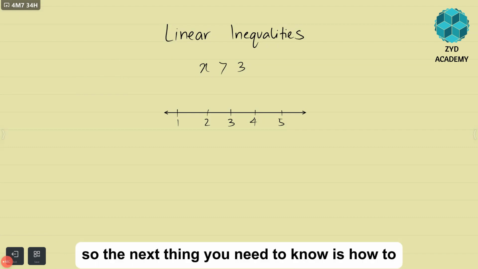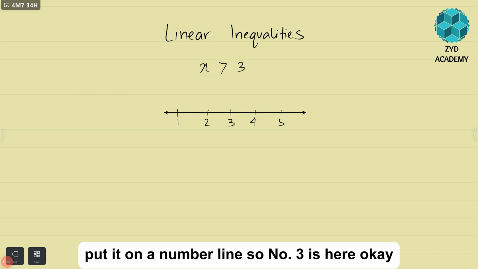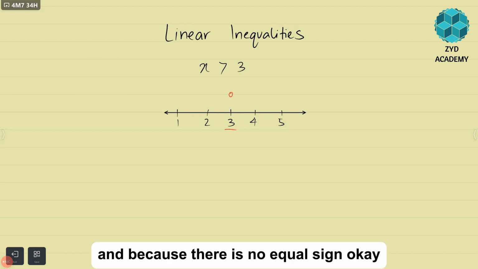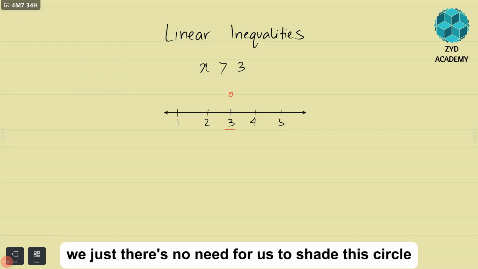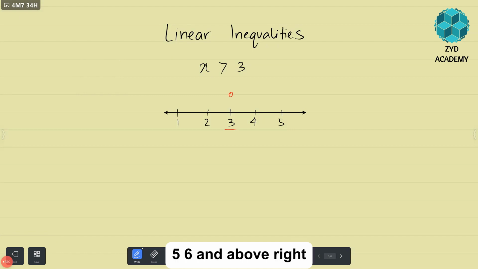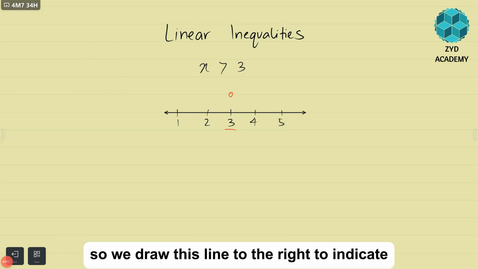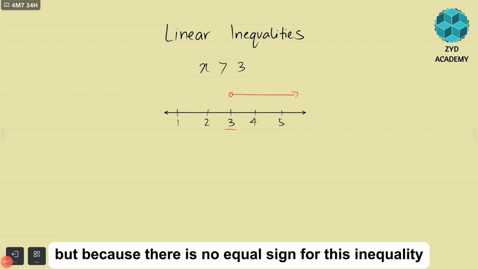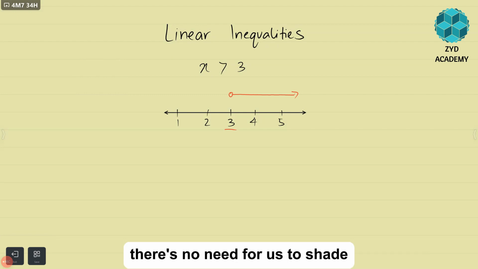The next thing you need to know is how to put it on a number line. Number 3 is here. We first draw a circle, and because there is no equal sign, there's no need for us to shade this circle. Greater than 3 means values which are 3, 4, 5, 6, and above, right? So we draw this line to the right to indicate these are the values. But because there is no equal sign for this inequality, there's no need for us to shade, and the value of x cannot be 3 itself.